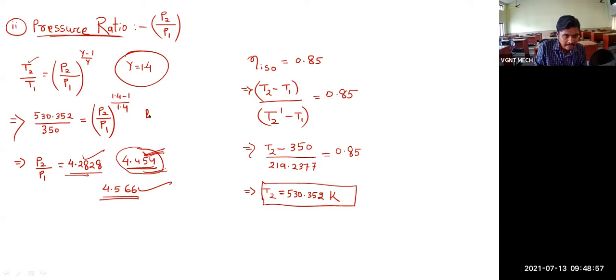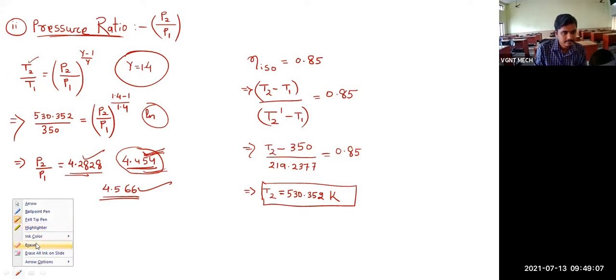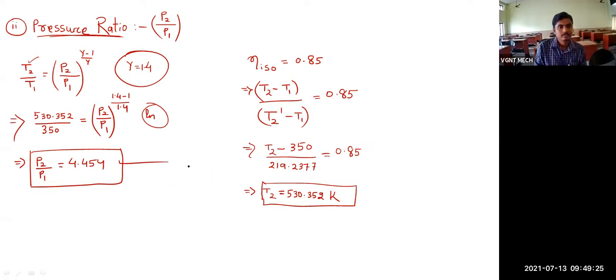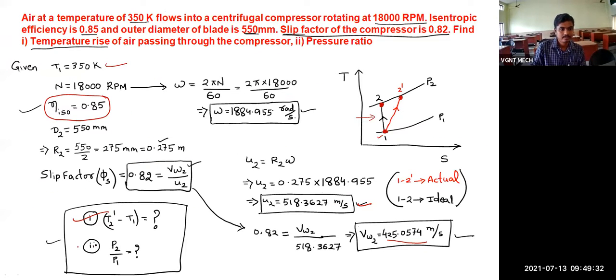So here you apply ln. Okay, in your calculator one ln is there. Either you can apply this one or like that. So these answers I will take. 4.5. So this is the pressure ratio we have got. Clear? So pressure ratio also we have done.